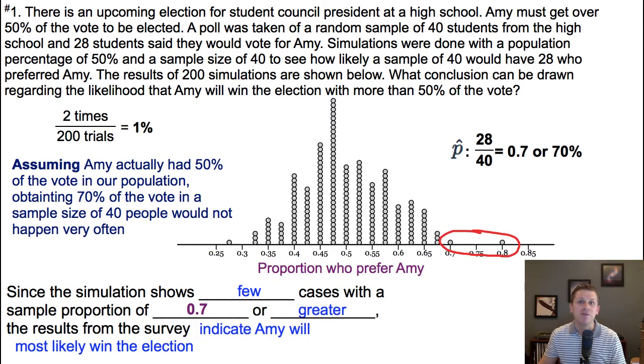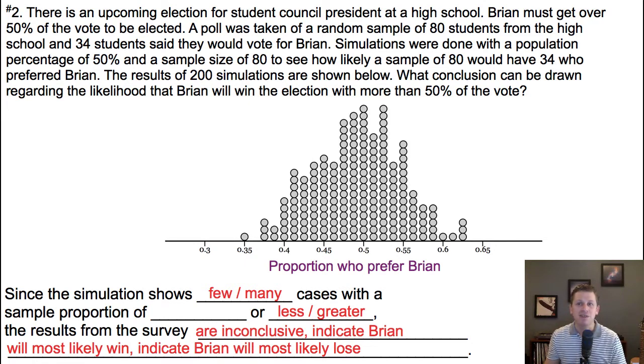Let's try another problem. This problem is very similar to the last one. In this one, Brian is running for student council president, and he needs 50% of the vote. Here we took a poll of 80 students from the high school, and 34 said they'd vote for Brian. Simulations were done with a population percentage of 50%, and again a sample size of 80, to see how likely a sample of 80 would have 34 students who preferred Brian. The results of 200 simulations are shown below. What conclusion can be drawn regarding the likelihood that Brian will win the election with more than 50% of the vote?